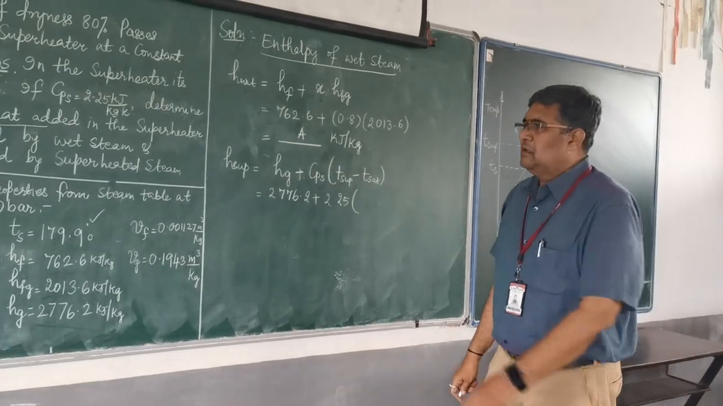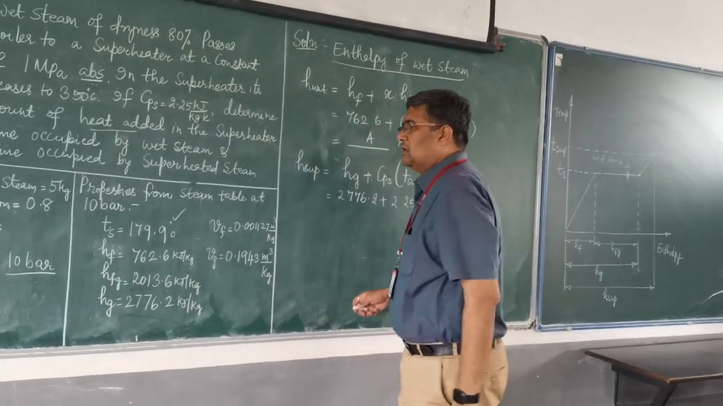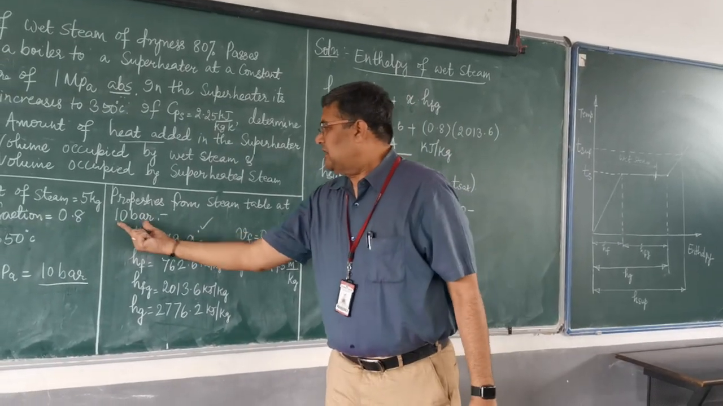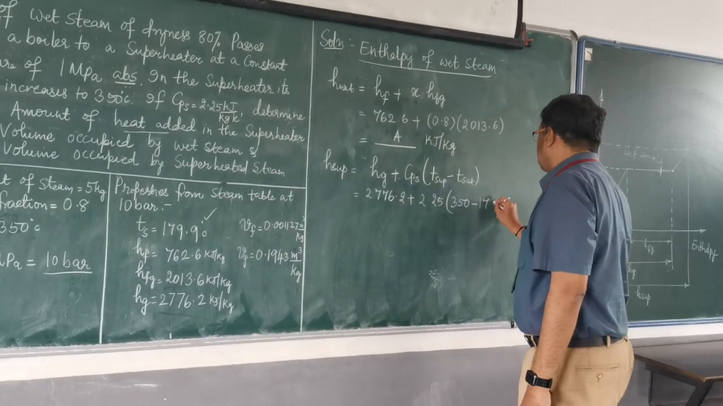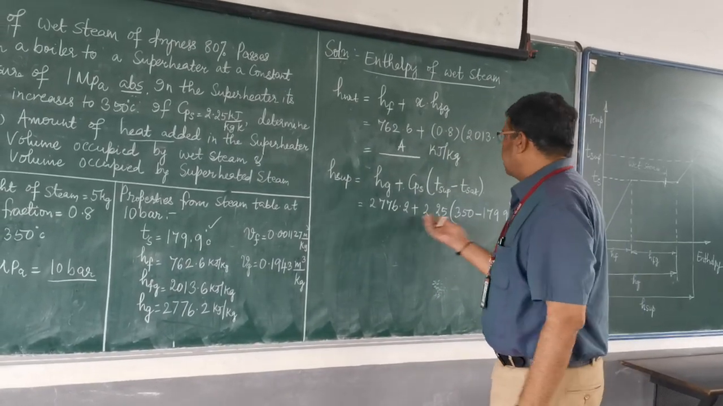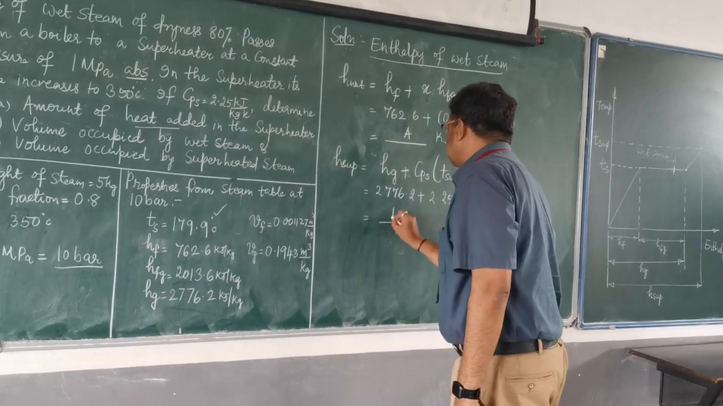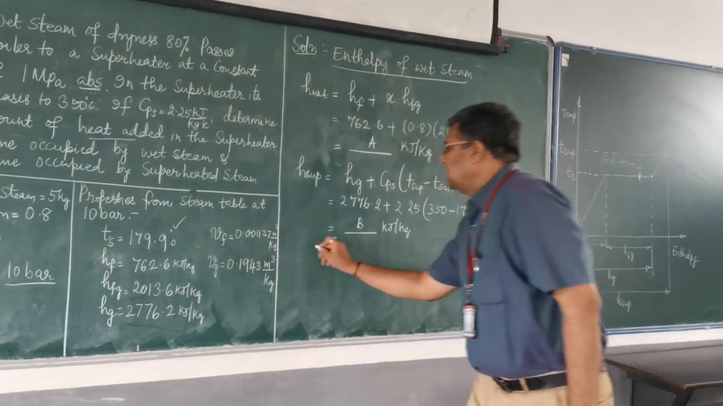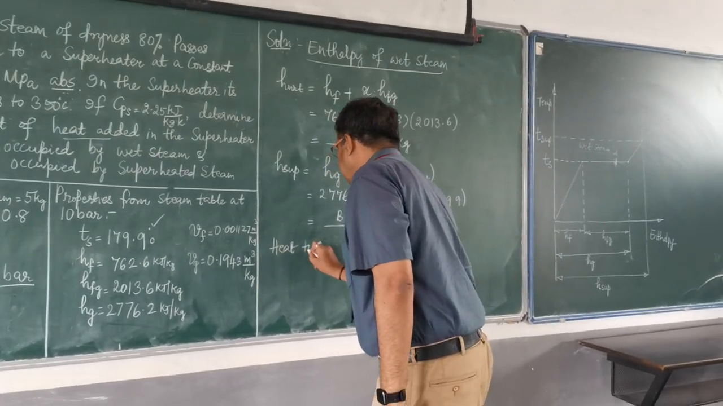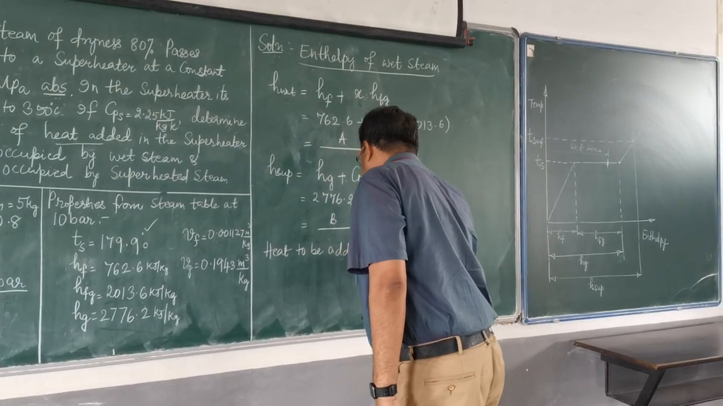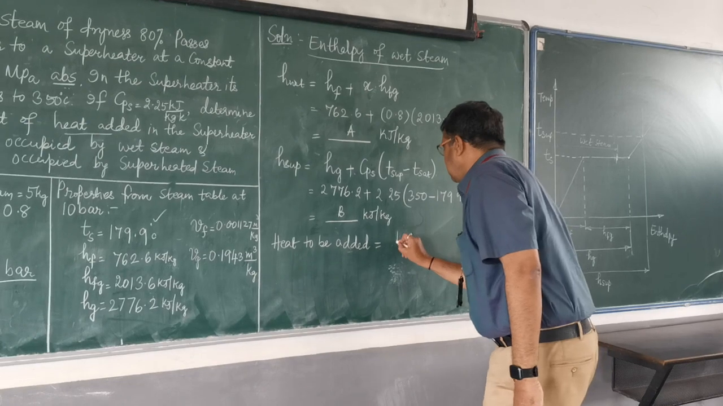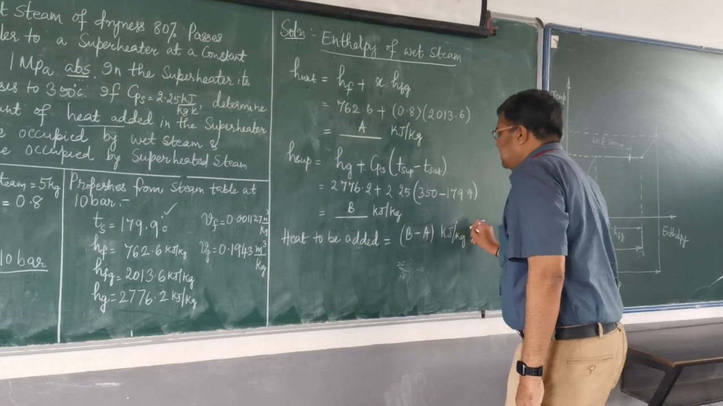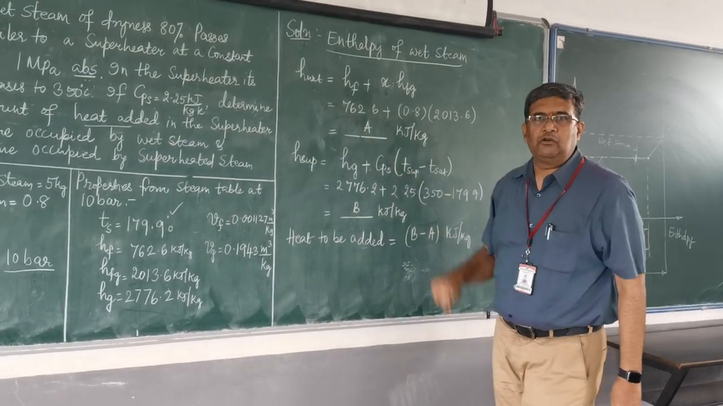What is the superheated temperature? The superheated temperature is 350 degrees in the superheater. So 350 minus, now the saturation temperature at 10 bar is 179.9. So when I do the calculation, I'll get some value. Let's say this is B. This also is kilojoules per kg. Okay. So heat to be added will be equal to B minus A kilojoules per kg. That is this value minus this value.